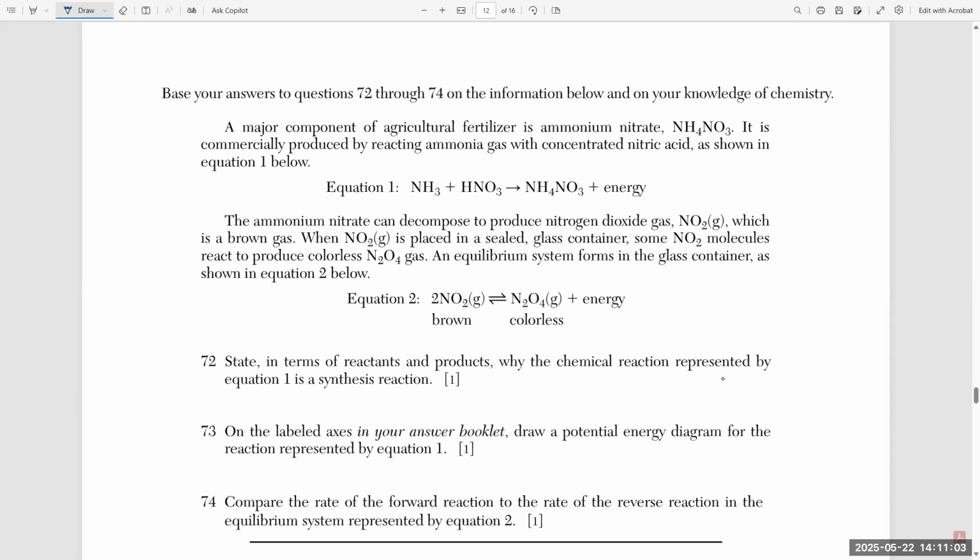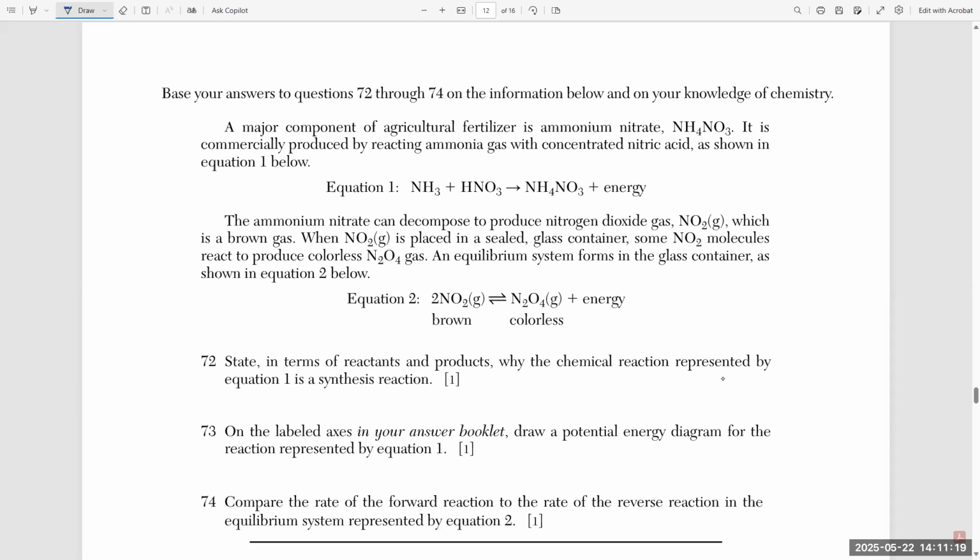The ammonium nitrate can decompose to produce nitrogen dioxide gas, which is a brown gas, when NO2 is produced in the sealed containers. Okay, you know what they're trying to do? They're trying to psych you out, because they're trying to make you read all this stuff and you're like, oh my God, I'm freaking out. So I'm going to take a deep breath and read carefully again.